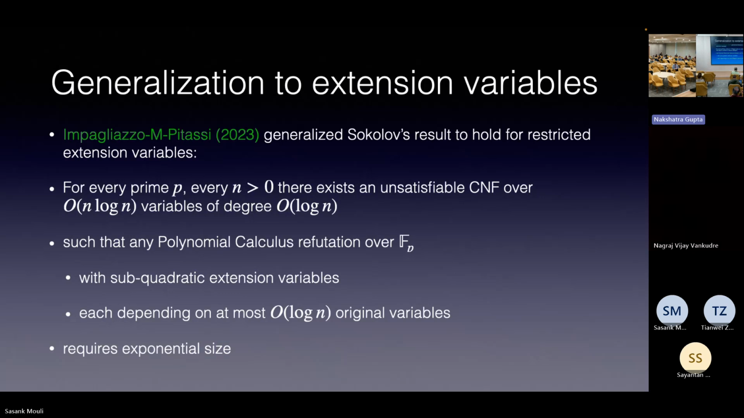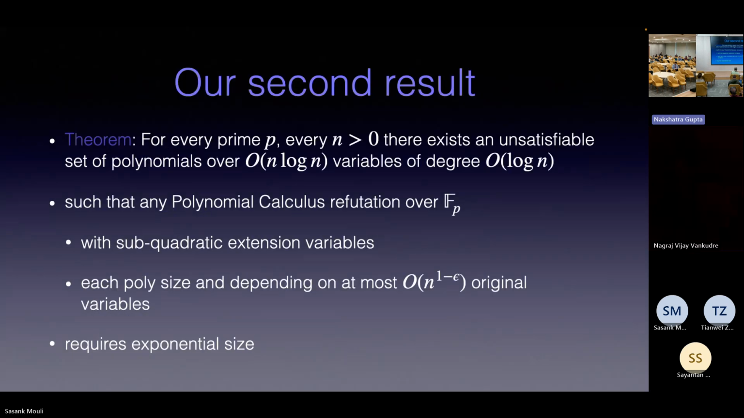And so our second result here is an improvement over this result, where we improved the parameters of this earlier result, where we show lower bounds for PC with extension variables. Again, we are only able to deal with a subquadratic number of extensions, but here each extension can depend on more variables. So from order log n, we are able to improve it to order n^(1-epsilon), so very close to depending on all the variables.